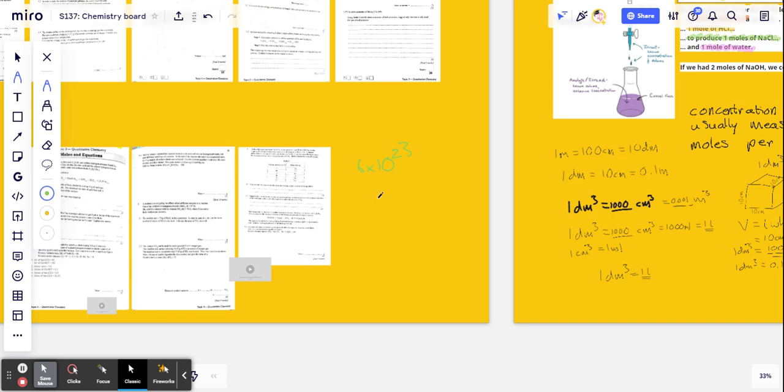Now, where it gets a bit confusing: a water molecule is made out of H2O, so it's got two hydrogens and one oxygen. So it's obviously going to have 6 times 10 to the power 23 oxygen atoms, and 12 times 10 to the power 23 hydrogen atoms, because you can see each one's got two, so it's going to be twice as many.